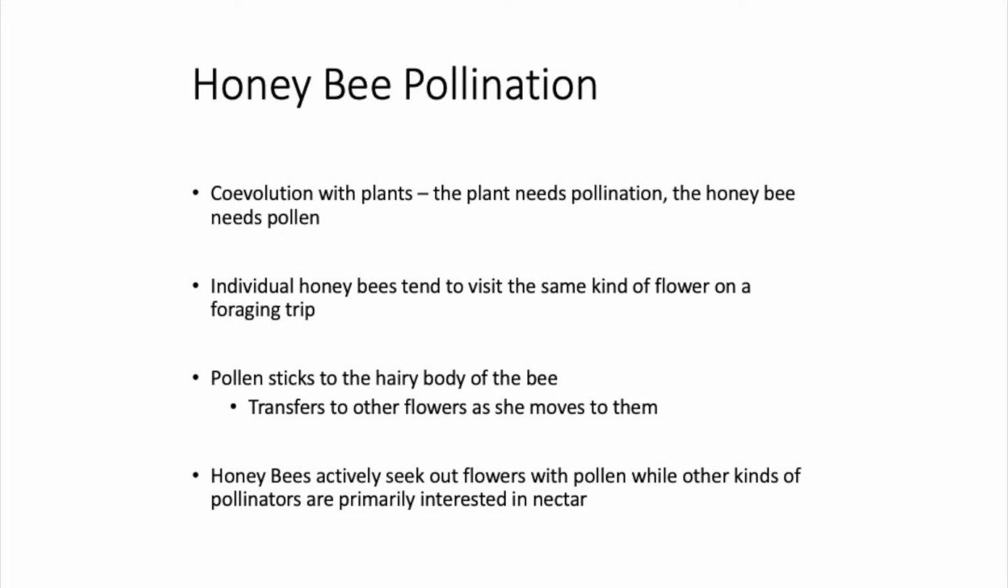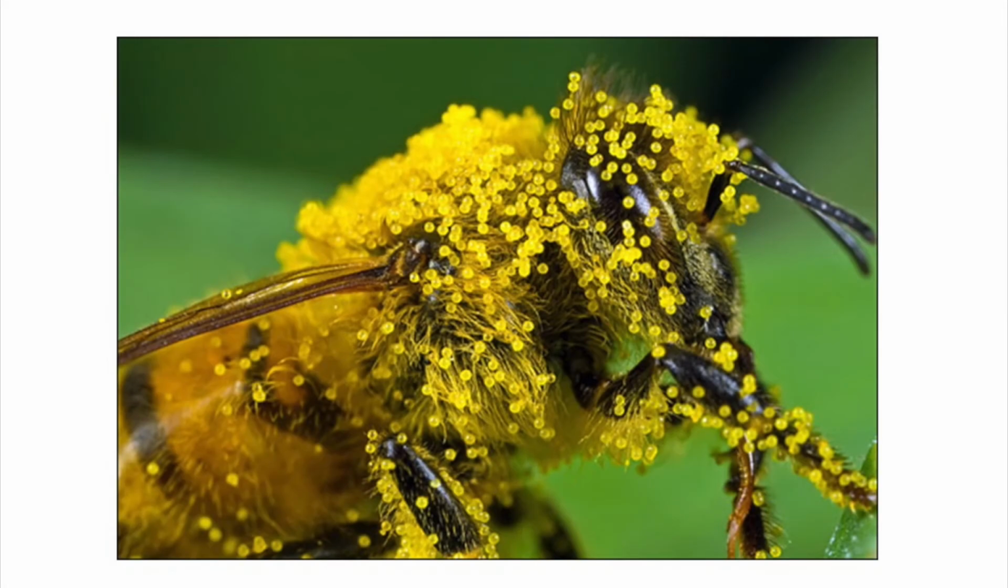Honeybees actively seek out flowers with pollen, while other kinds of pollinators are primarily interested in nectar. And here, as an example, is a picture of a honeybee absolutely covered in pollen, which sticks to all the hairy parts of its body, even its eyes.